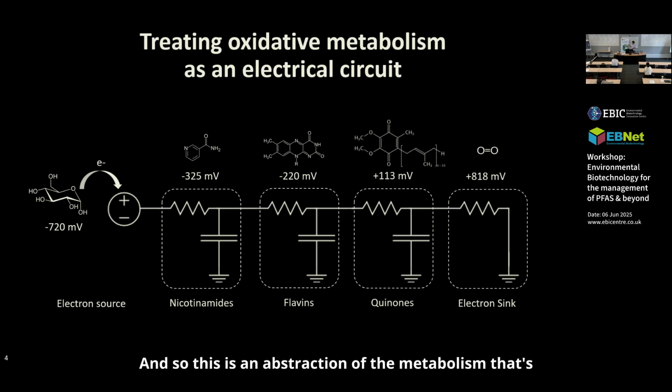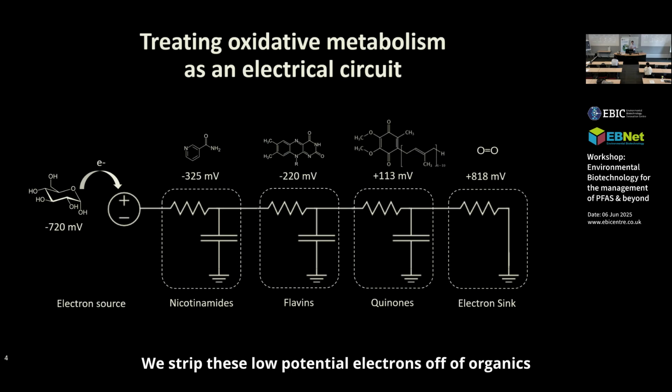And so this is an abstraction of the metabolism that's happening in all of your mitochondria right now as you're digesting the food we just ate. If you're an electrical engineer, you might know what this circuit is. This is what we would call a DC-DC power converter. It takes in electrons at one potential and modulates them up to another potential. And that's what's happening in all of our cells.